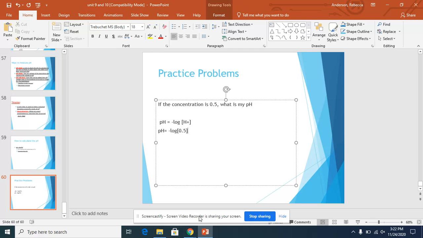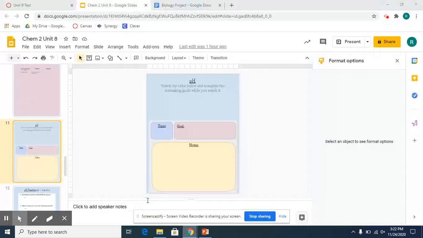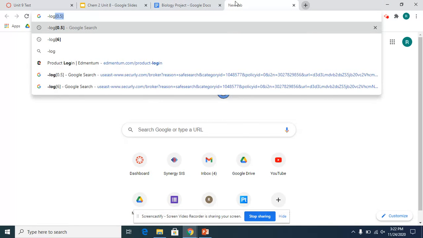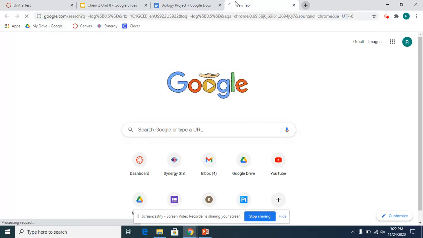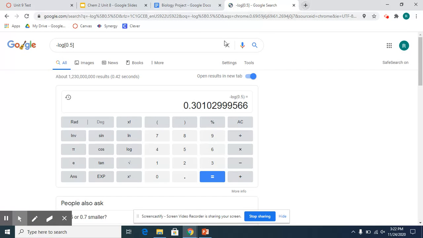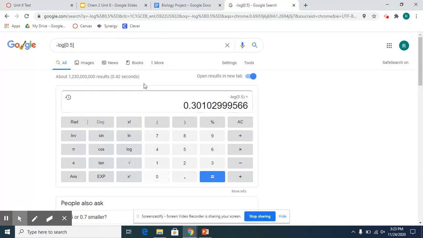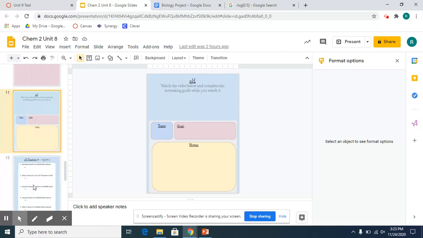So if we calculate what this is, you can use the Google calculator or you can just type it in the search bar and it pulls it up for you. The negative log of 0.5 is 0.3. So our pH would be 0.3. And then you do have some practice problems in your digital notebook that you need to do for this.